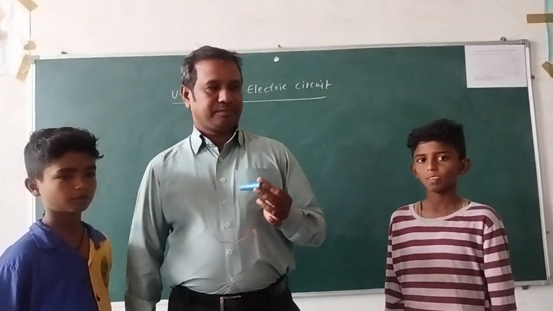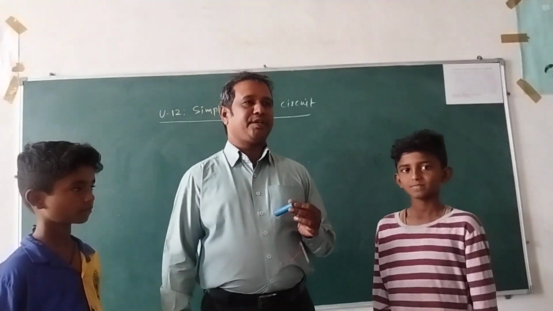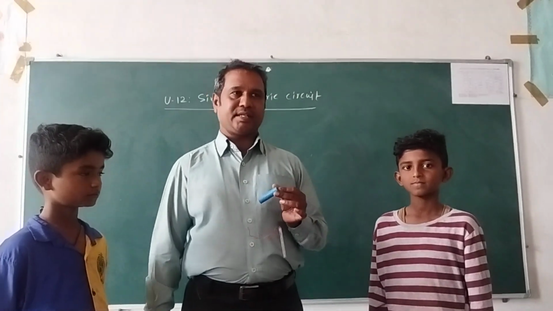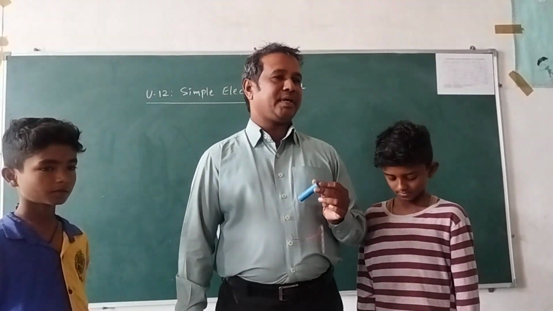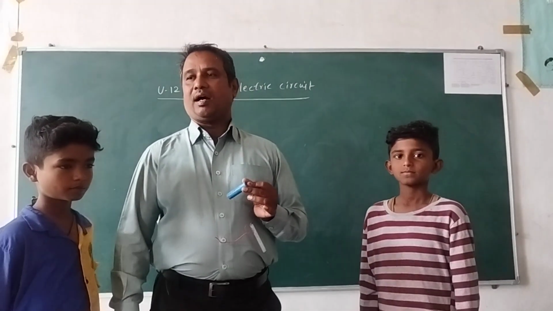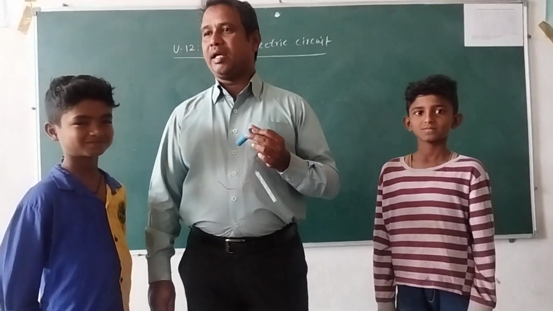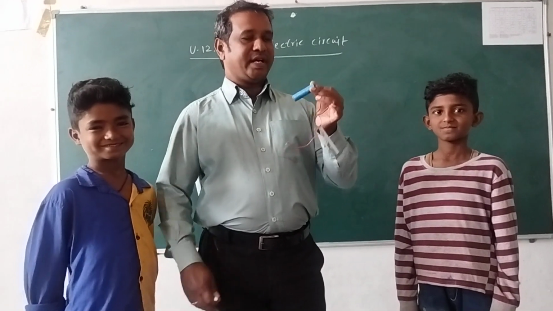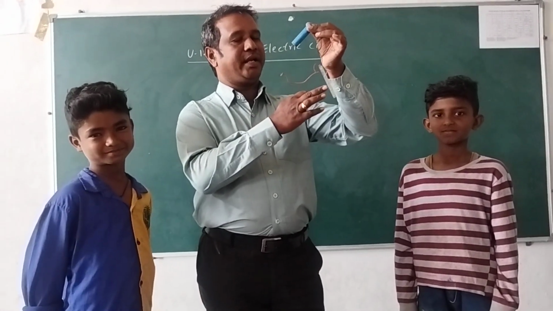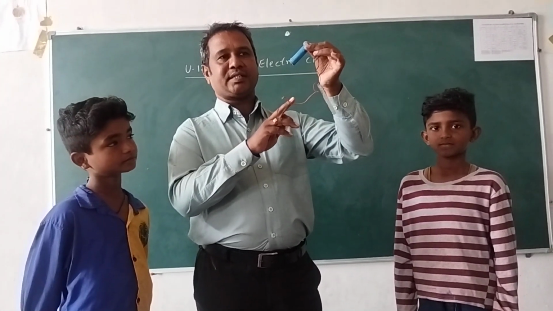Hi children, now we are entering the new chapter, simple electric circuits. For that purpose, we will understand how we are going to get a light. How can we make an LED light glow? So where is the LED light here? We have these LED bulbs. These are the wires, connecting wires.